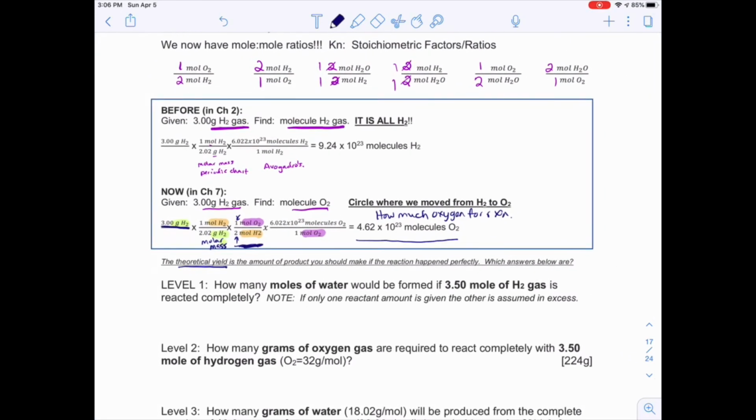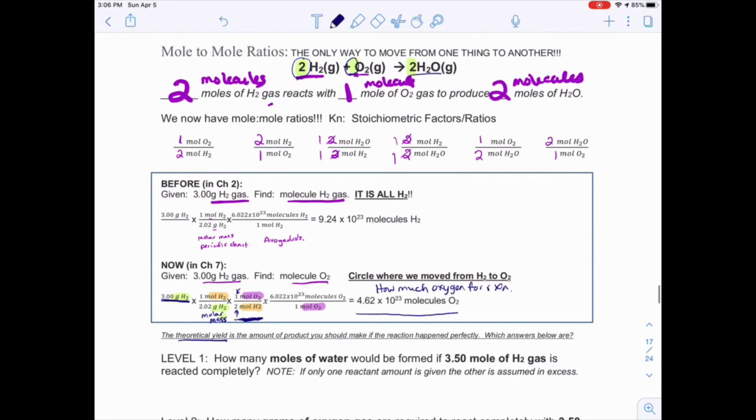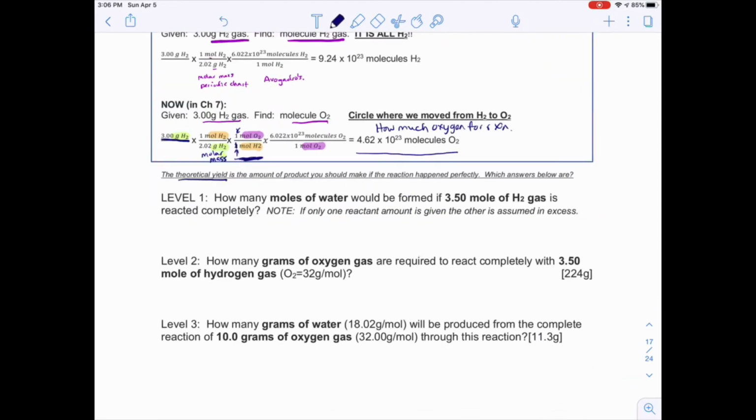Now, if we were changing it into molecules of water, so here's our water. If we were changing it into molecules of water, I don't know if you can see that it's 2 to 2. So the thing that would change would be that this number becomes a 1. Nothing else would change. I would change this to water, and this would become water, and this would become water. But notice that the numbers aren't going to change, so it's just half of that number. So 4.62 times 10 to the 23rd divided by 2 is 2.31. So I could have also converted into water, and I would have said that I would have made 2.31 times 10 to the 23rd molecules of water are made.